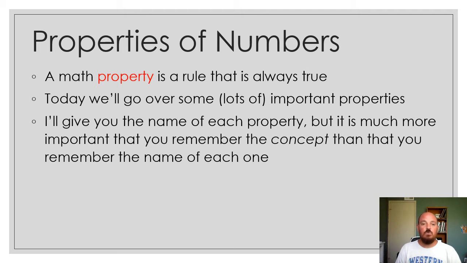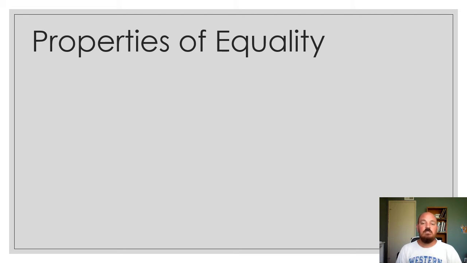Now, as I go through each one, I'm going to give you the name of the property, but that's definitely not the most important part. You don't need to worry about memorizing name by name. It's much more important that you remember the concept of what we're talking about. If I tell you a rule and you understand the rule itself, but you forget what it's called, that's not a big deal as long as you know how to use that rule. So let's start with a group of three properties that are all together called the properties of equality.